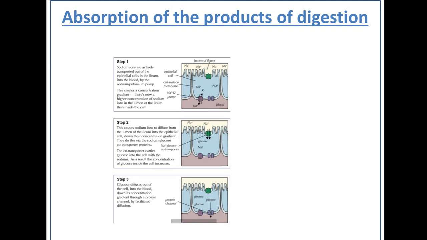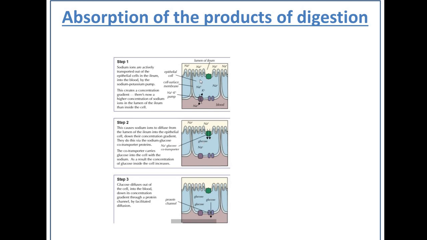And then the final stage is that now, because there's lots of glucose in the epithelial cell, there's a higher concentration of glucose in the epithelial cell than in the blood. So it goes via a protein by facilitated diffusion.